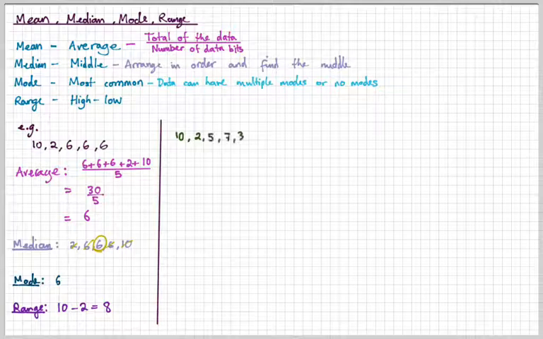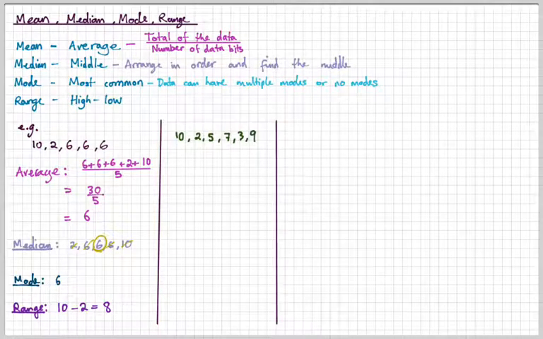10, 2, 5, 7, and 3. So maybe pause the video here and try and find the average, median, mode, and range of these. Okay. So, if you did pause the video, I've just added a 9, so that will change all your calculations. I'm really sorry. So we've got 10, 2, 5, 7, 3, and 9. So let's do the average.